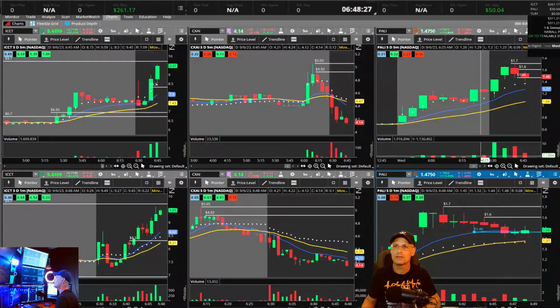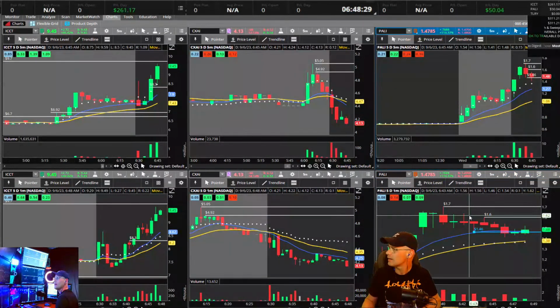So we have a 2-bar pullback here on PALI.